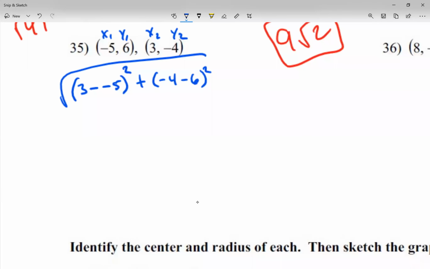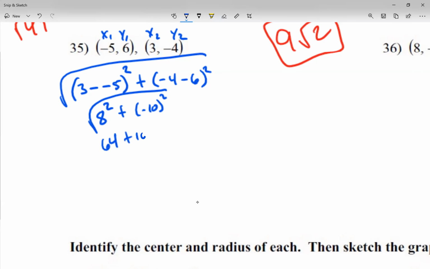My first parentheses, 3 minus a negative 5, that gives me 8. 8 squared. My second parentheses, negative 4 minus 6, that gives me a negative 10. I'll keep it inside parentheses so we keep the negative sign. All of this is inside a square root. I know 8 squared is 64. Negative 10 squared, that's 100. All of this, again, is inside a square root. So I know that gives me the square root of 164.